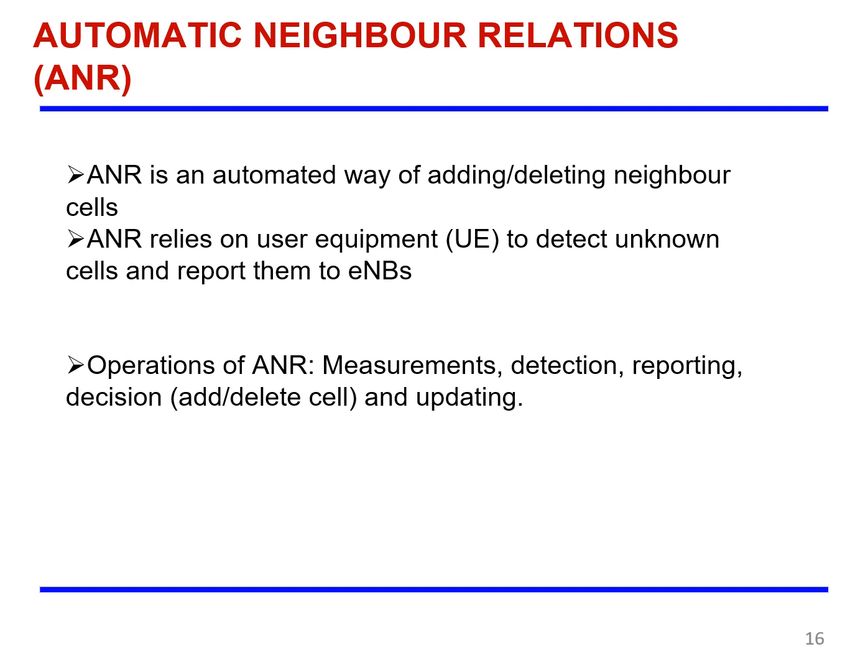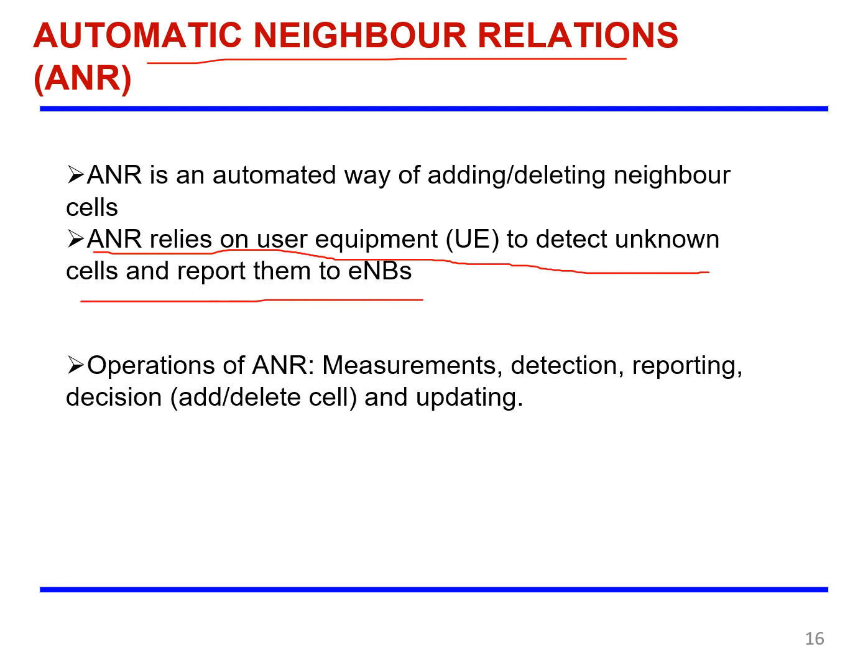So neighbor, I just told you how automatic neighbor relations will be established by the SON. The ANR relies on the UEs, as we discussed, to detect the unknown cells and report them to the eNodeBs. So automatic addition and deletion of neighbor cells will be done by the SON. And of course, what are the various activities that are involved to do the ANR function? It will do the measurements, it will detect the missing neighbor, and it will take the decision to add or delete and update the network. How will it be done?